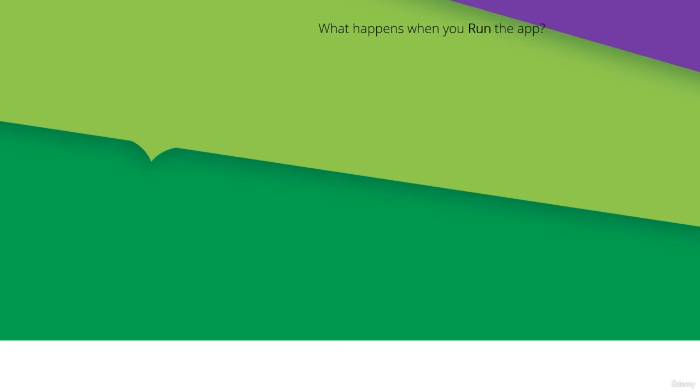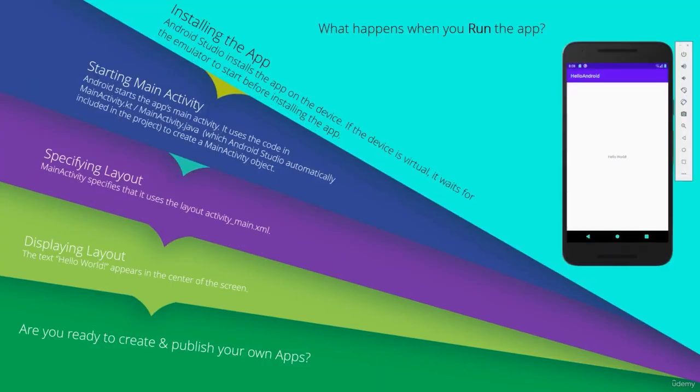Let's see what happens when you run the application. So the emulator or the physical device gets the APK, the application, installed. Now what happens? Installing the app. Android Studio installs the app on the device. If the device is virtual, it waits for the emulator to start before installing the app.